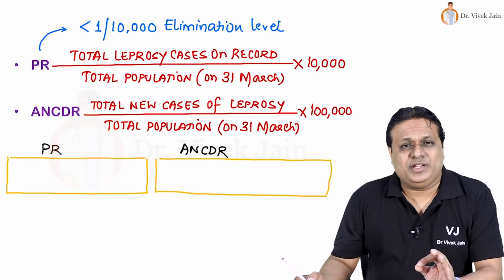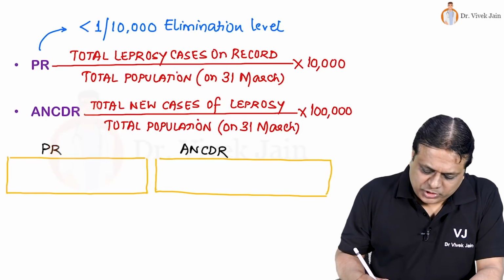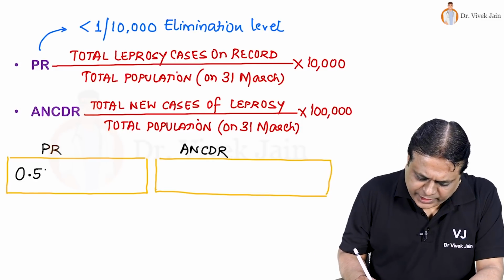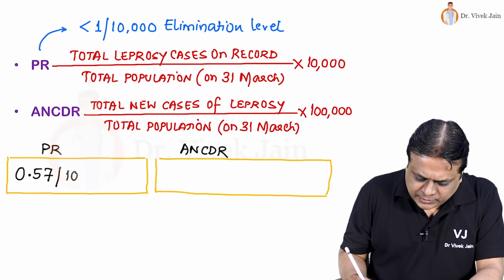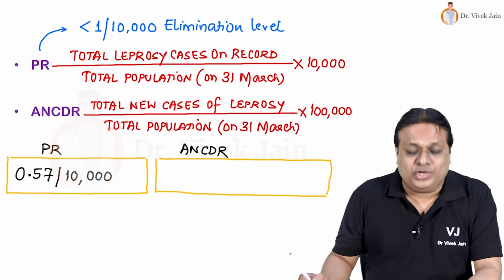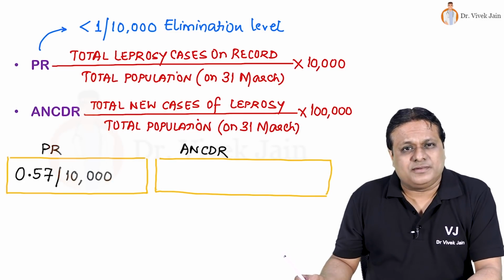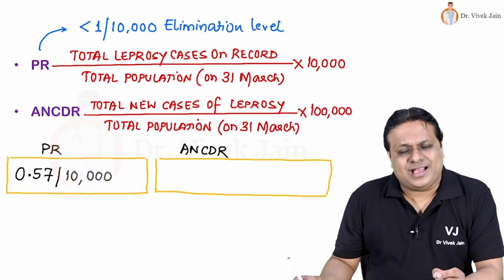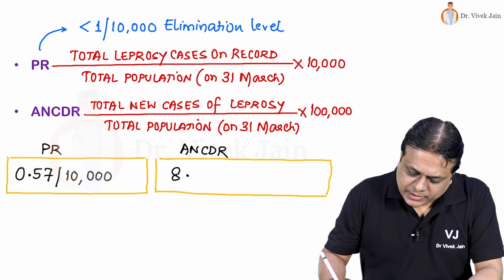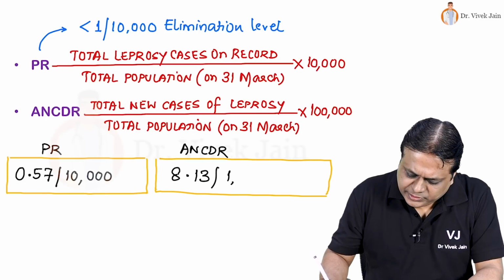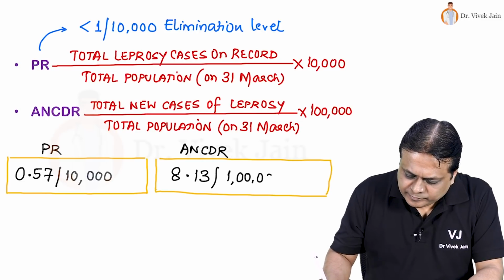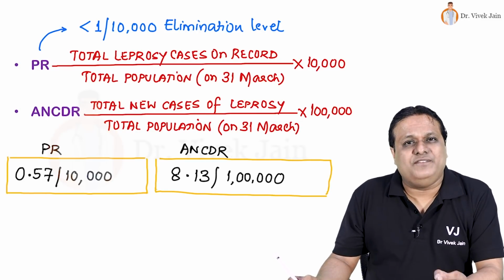Looking at the current leprosy situation in our country, we have eliminated leprosy. So as discussed in app video, prevalence rate is maintained below 1 per 10,000 population. Currently it is 0.57 per 10,000 population in our country every year, and ANCDR has been found to be 8.13 per 1 lakh population every year.